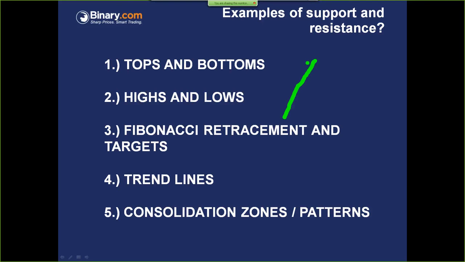Those are tops and bottoms. Highs and lows are support and resistance. Fibonacci retracement and targets, trend lines, consolidation zones, and patterns. Those are all examples of major support and resistance.